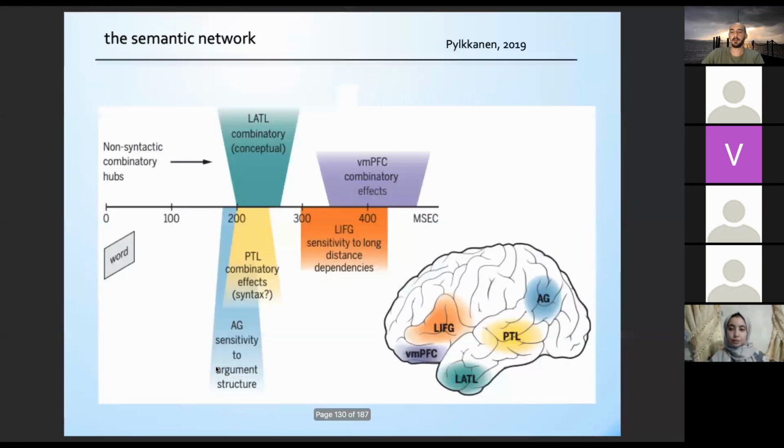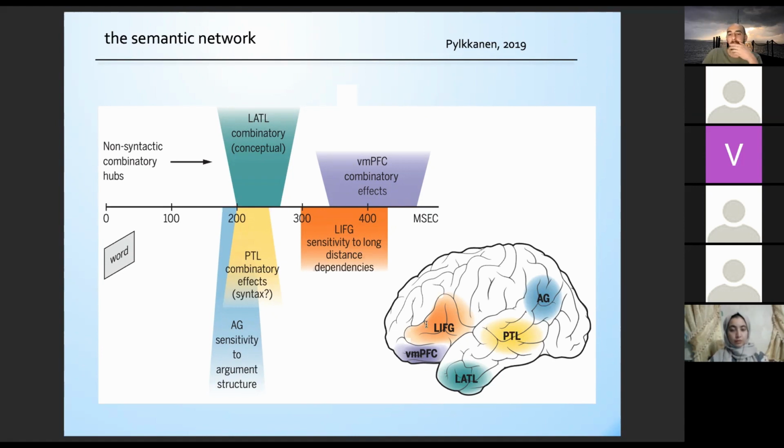Okay, so again, pulling all this together, here's a nice temporal spatial activation model for the semantic network proposed by Pylkkänen in 2019. And you have these important hubs: angular gyrus, posterior temporal lobes, anterior temporal lobes, ventromedial prefrontal cortex, and your left inferior frontal gyrus that includes 44, 45, 47.